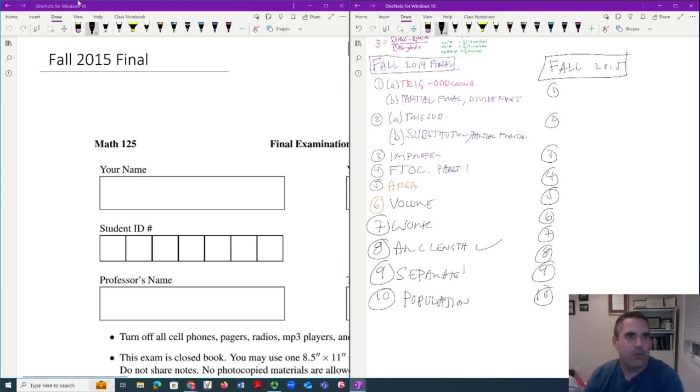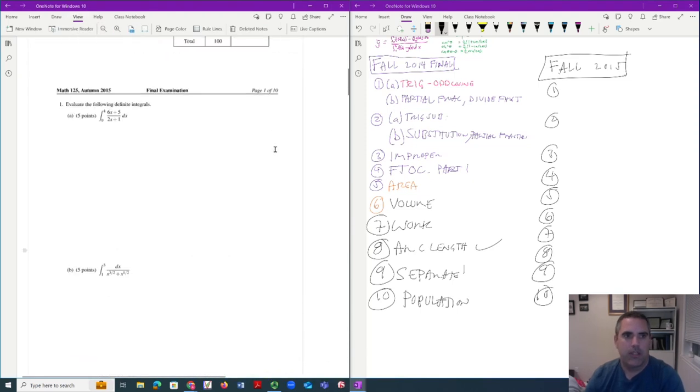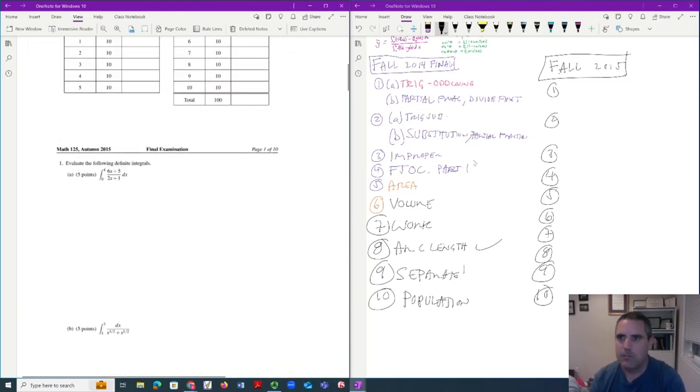So anyways, let's look at fall 2015. This time we'll do just sort of a confirmation of quick things. So the first one looks to me like I will need to simplify or do substitution. Simplify, substitution. So that's a challenge I can come back to. B looks completely like a substitution.